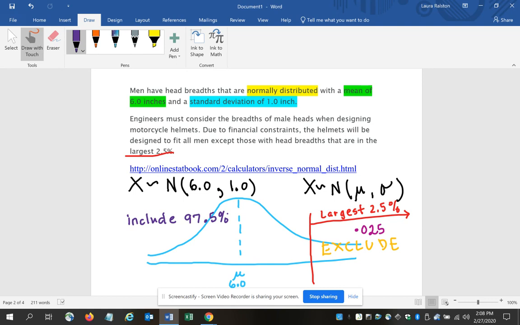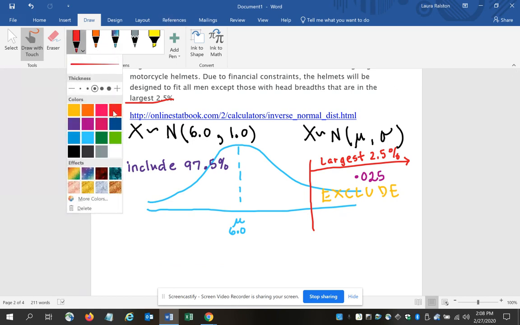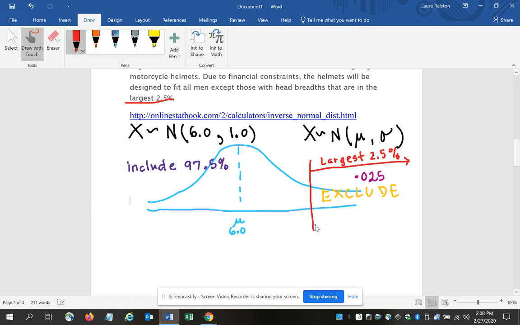Okay, now when I get ready, I'm going to use the website, and so I have to think about my question. The question is, we want to figure out what size helmets we're going to make. You know, what's the biggest size helmet that we're going to make? That would be this score here, where this cutoff is.